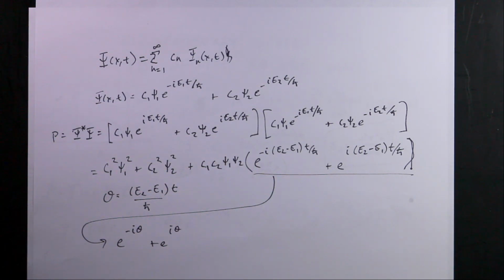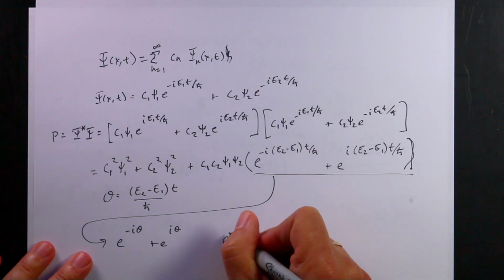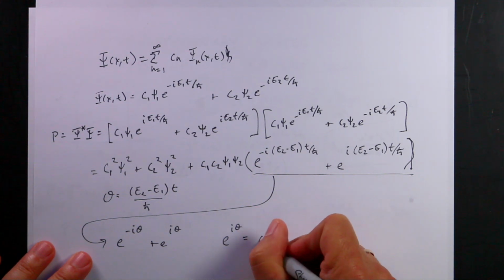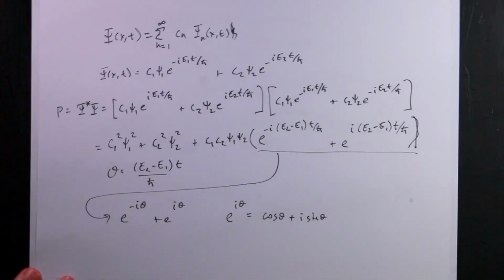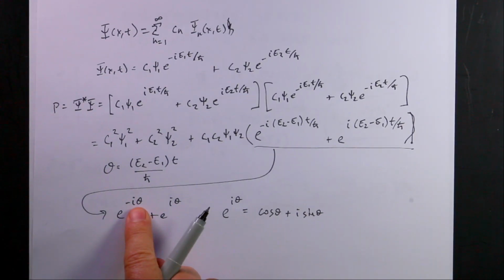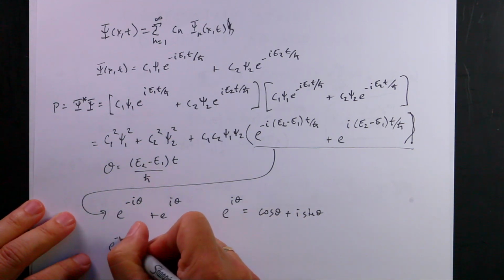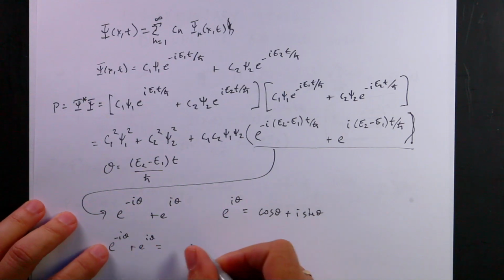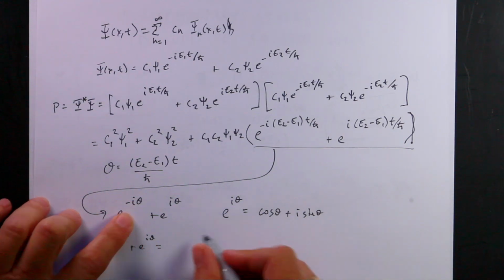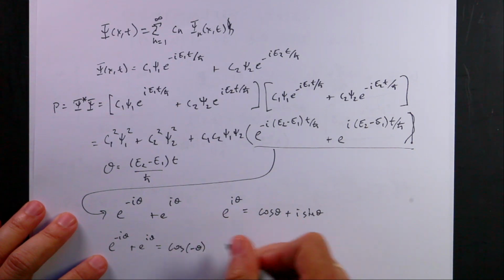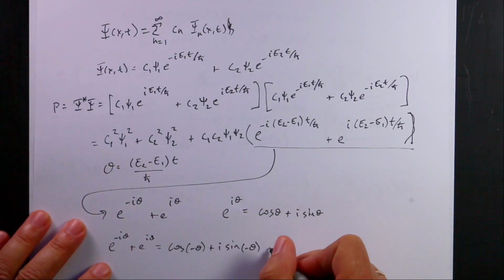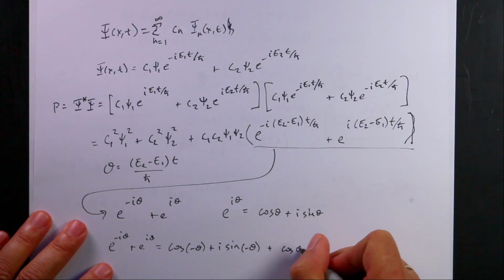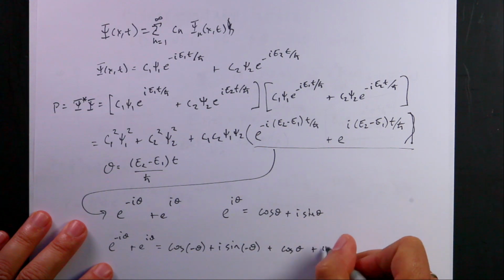There is a formula for this, but I'm going to work it out the longer way. I'm going to use the Euler formula, e to the I theta equals cosine theta plus I sine theta. So if I put in minus theta, let's write e to the minus I theta plus e to the I theta. The e to the minus I theta is going to be cosine of negative theta plus I sine of negative theta. And now I'm going to do it with the plus, so I get plus cosine theta plus I sine theta.